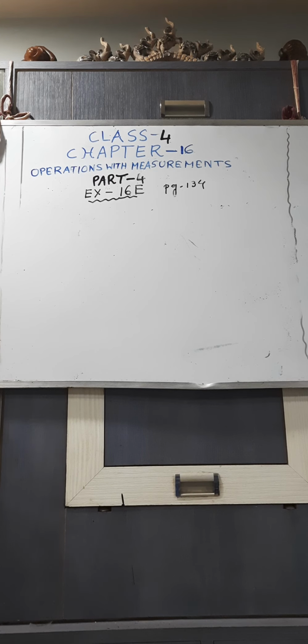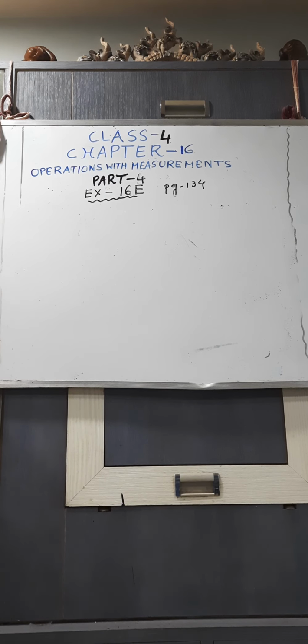Number 6. A bracelet is made of 6 pieces of 2 cm, 6 mm each. What is the length of the bracelet? The bracelet is made of 6 pieces. One piece is 2 cm, 6 mm each. That means the length of one piece is 2 cm, 6 millimeter.